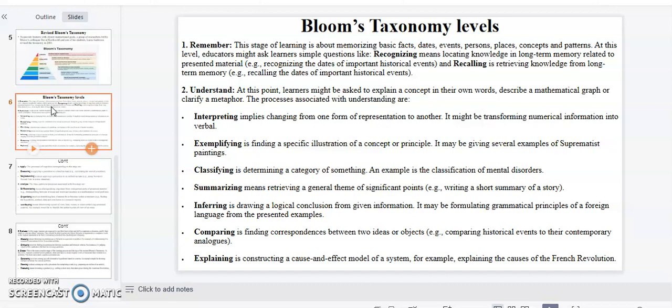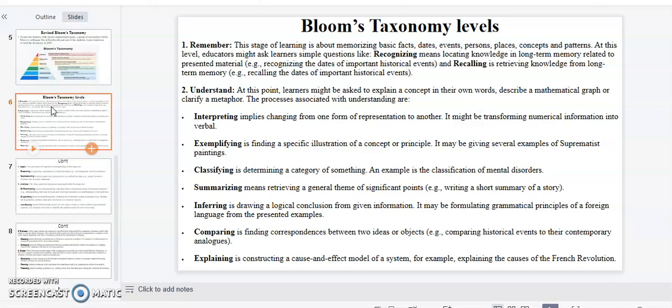Number two, understand. At this point, the learners might be asked to explain a concept in their own words, describe a mathematical graph, or clarify a metaphor. The processes associated with understanding are: one, interpreting, which implies changing from one form or representation to another, such as transforming numerical information into verbal. Exemplifying is finding a specific illustration of a concept or principle.